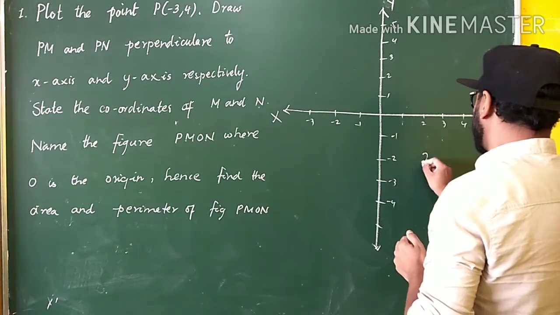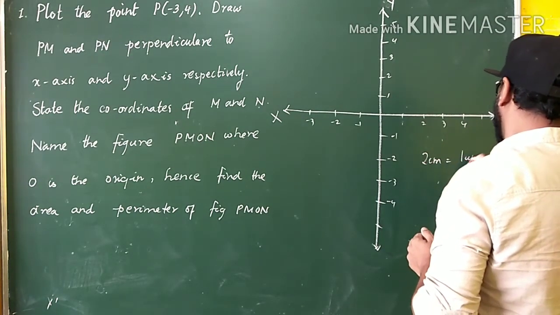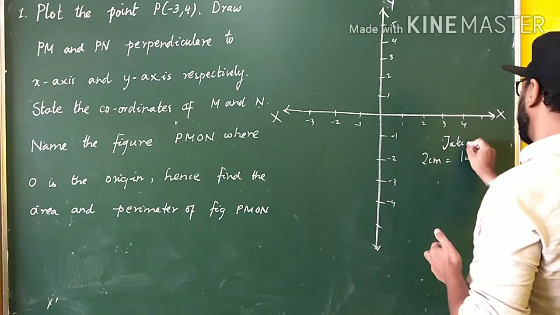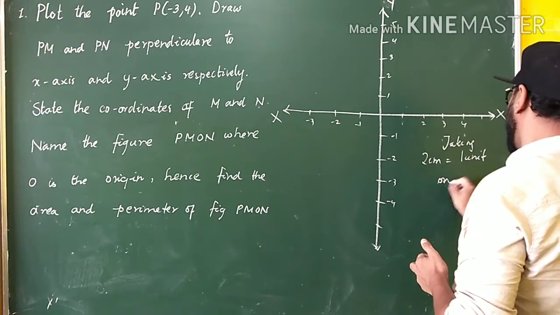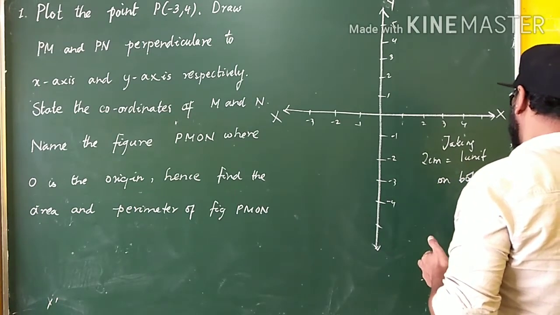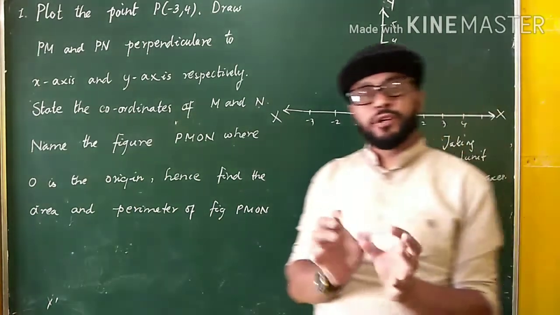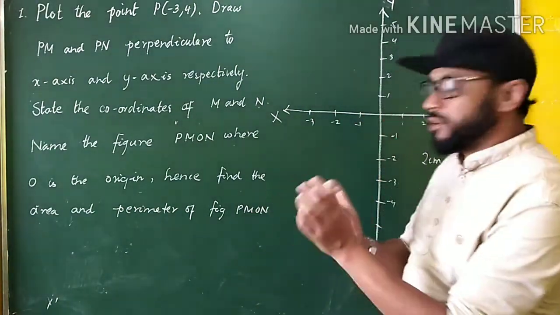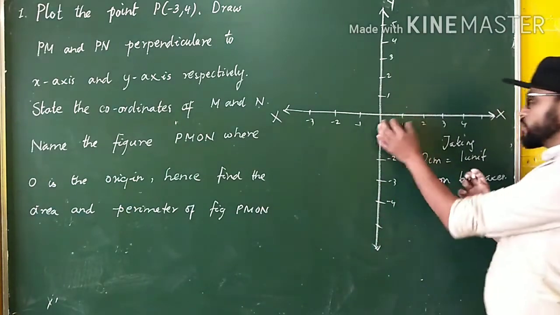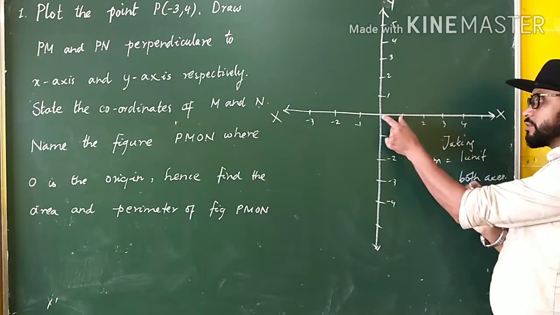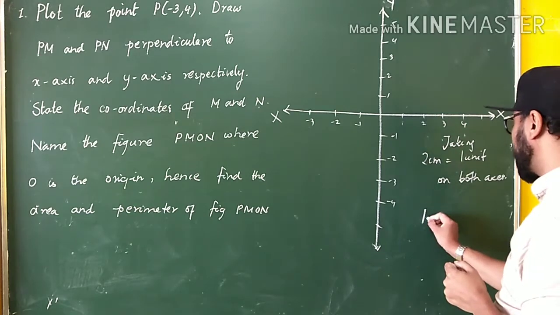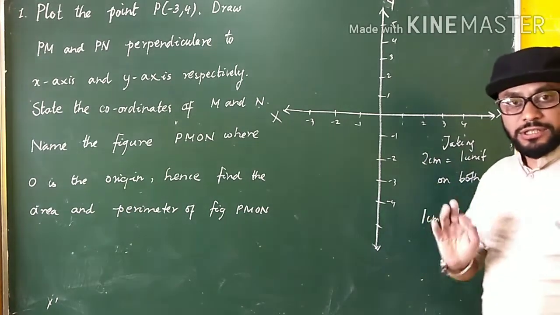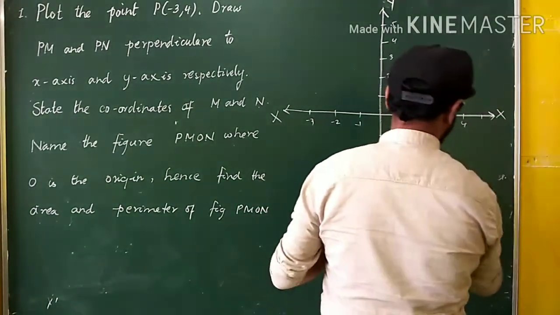For example, if you are taking 2 cm equals 1 unit on both axes, you have to mention: taking 2 cm equals 1 unit on both axes. Alright? Similarly, if the coordinates are very big, for example, if they are more than 5, then it won't fit on the graph paper, so you have to reduce the unit. That means you have to take each unit as 1 centimeter. In that case, you have to write 1 centimeter equals 1 unit on both axes. So this is what you have to write on the graph paper.